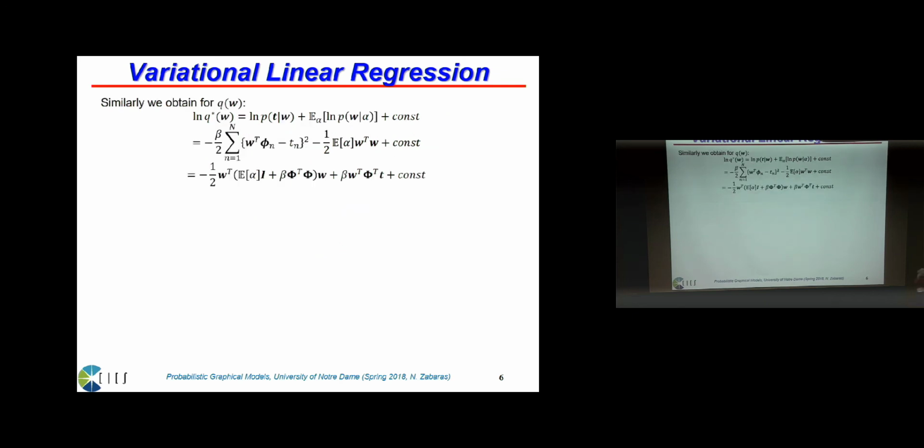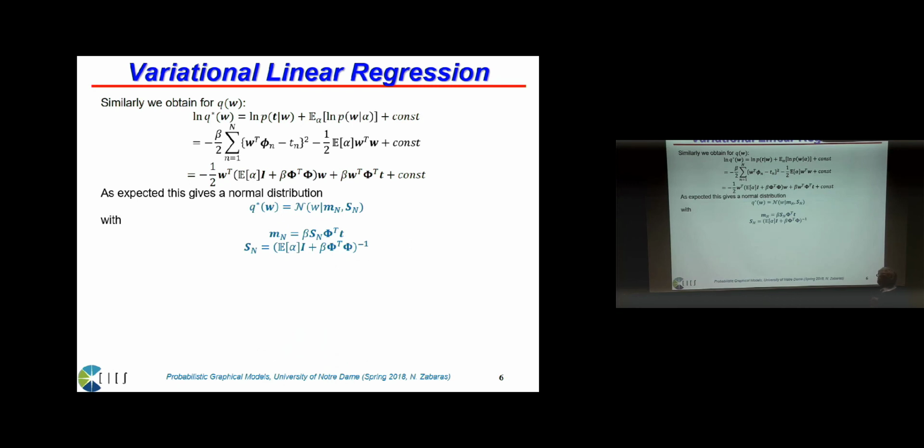You do the same thing with Q of W; the expectations now have to be with respect to alpha. No surprise, this distribution comes to be a Gaussian, so this is the mean, this is the variance. And by the way, everywhere there is alpha, you get the expectation of alpha. For those who forgot, the design matrix Phi is the matrix where every row is the set of basis functions evaluated at each of the data points.